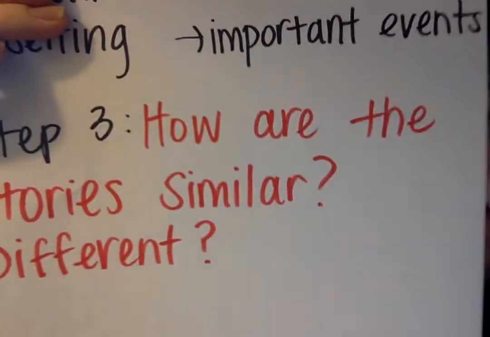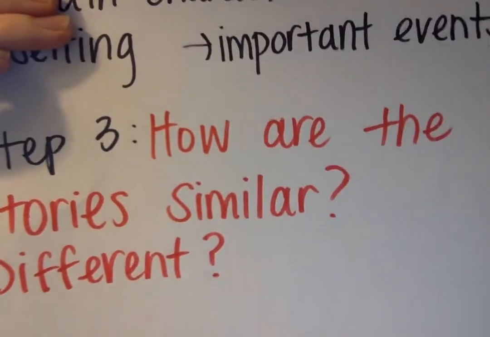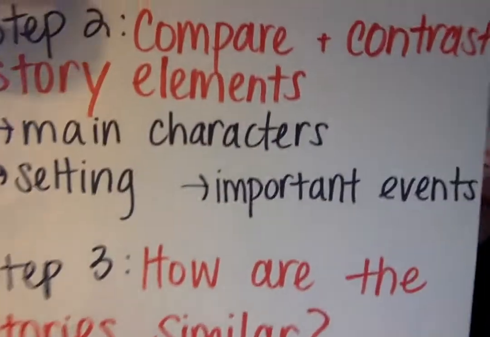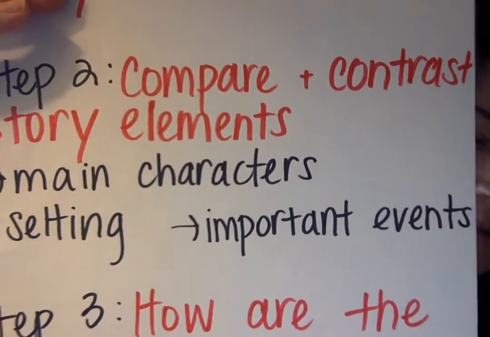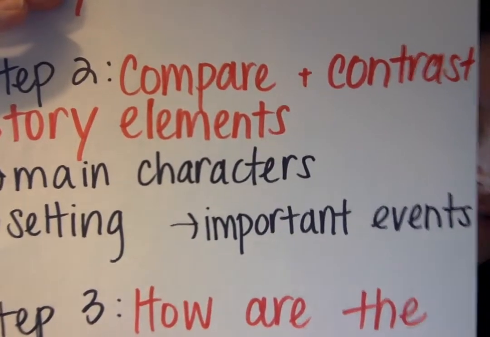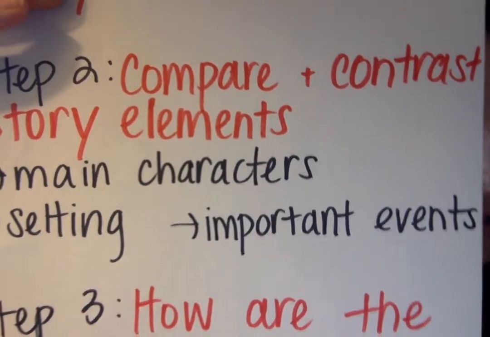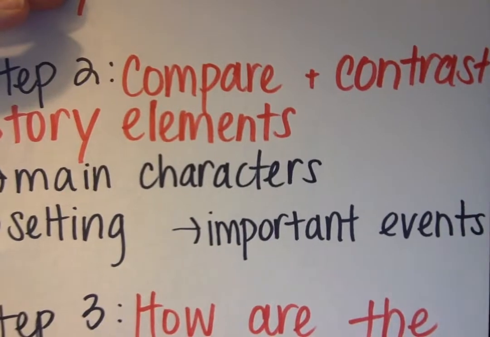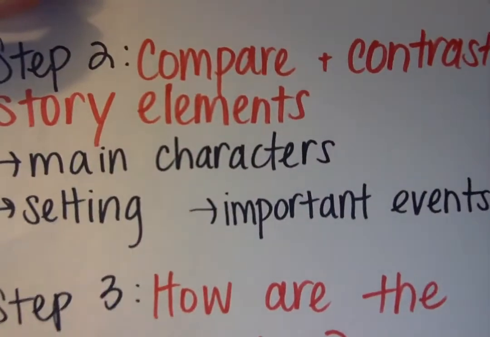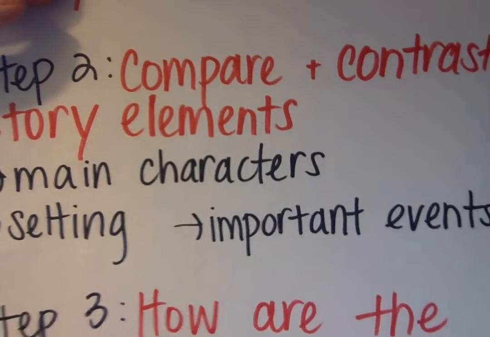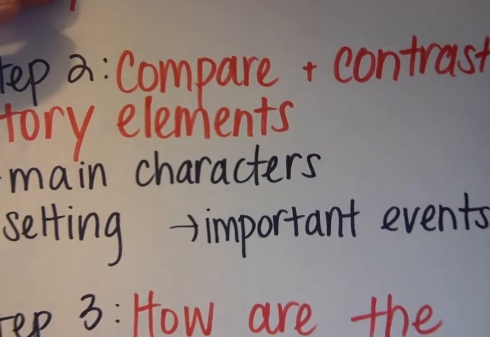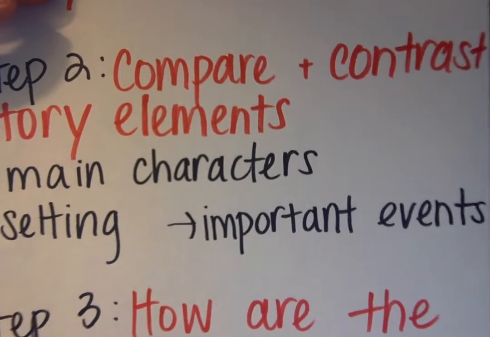So, how are Stone Soup and Bone Button Borscht different? A, each text has a different problem. B, each text has a different solution. C, the texts have different main characters. D, the texts have different settings. Look at our story elements and think: how are Stone Soup and Bone Button Borscht different? How do they contrast?